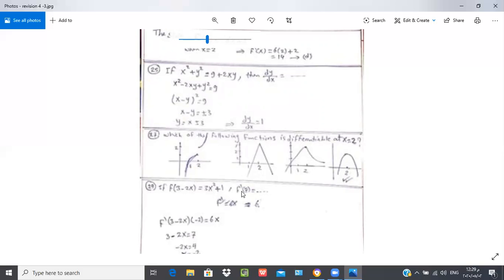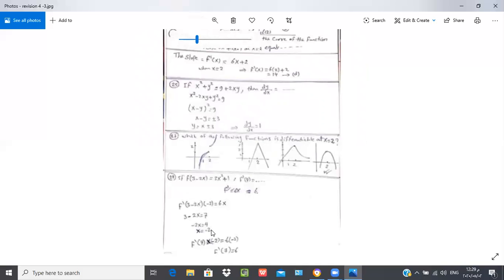So he asks you to find f dash of 7. So this part, 3 minus 2x, will be 7. So negative 2x equals 4, okay? So x equals negative 2. So f dash of 7 multiply negative 2 equals what? If I put negative 2 instead of x, 6 multiply negative 2. If I divide by negative 2 both sides, f dash of 7 equals 6.